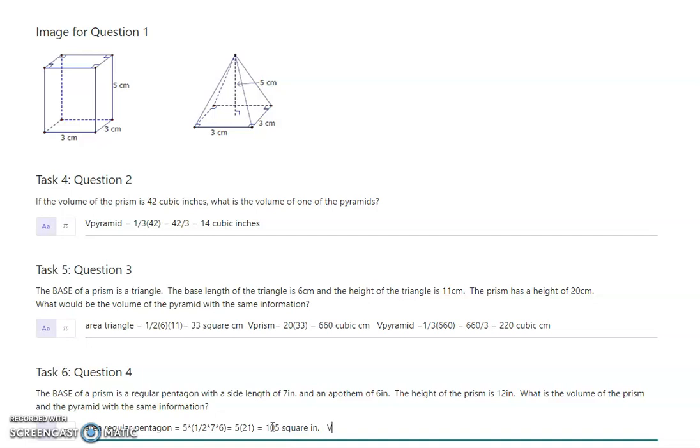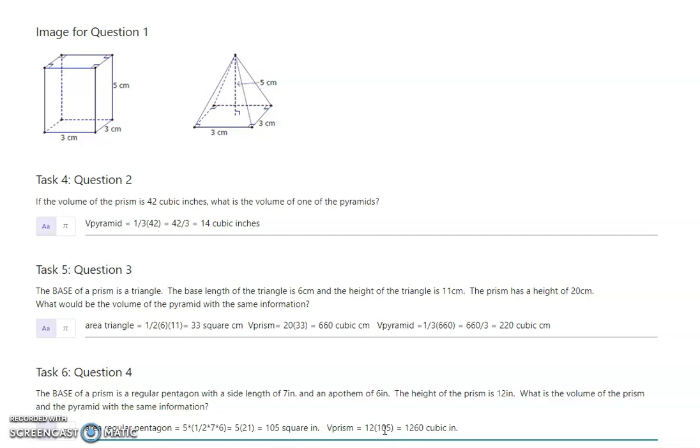So the volume of this prism is going to be the height, which is 12 layers, and there's 12 layers of 105 cubes. Just keep in mind that since the area is 105, that means that each layer has 105 cubes. So that means the shape has 1,260 cubes, in this case, cubic inches.